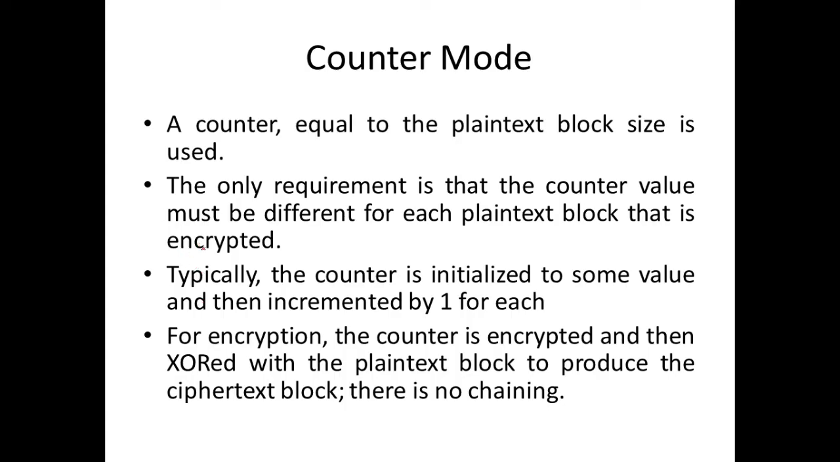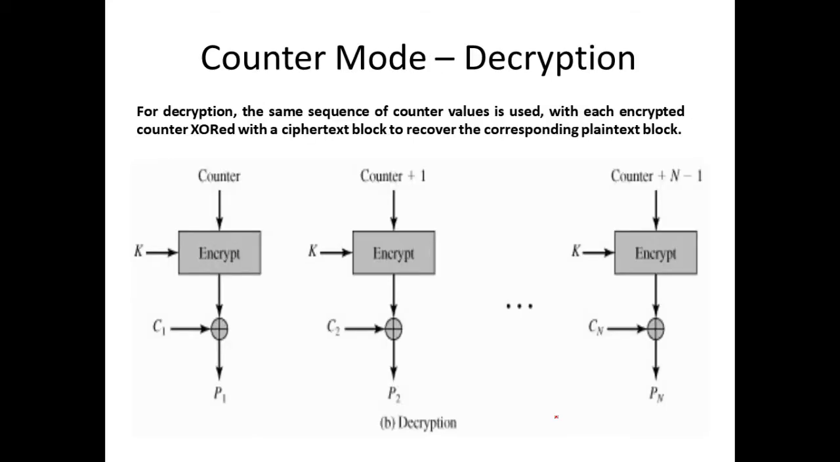So this is the counter mode. A counter equal to the plain text block size is used. If your plain text block size is 64 bits, the counter is also 64 bits. The only requirement is that the counter should be incremented for every block, or else the counter value must be different. Typically, the counter is initialized to some value and then incremented by 1 for each block. For encryption, the counter is encrypted and then XORed with the plain text block to produce the ciphertext block. See, there is no chaining here, hence parallel encryption and decryption is possible.